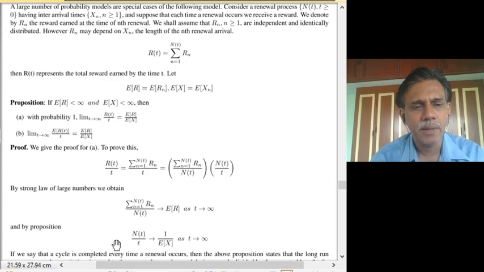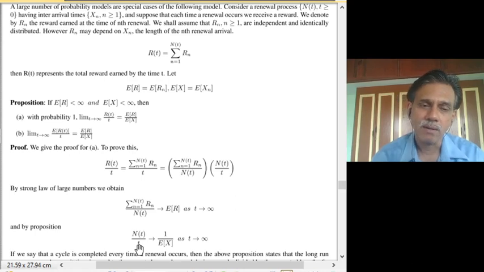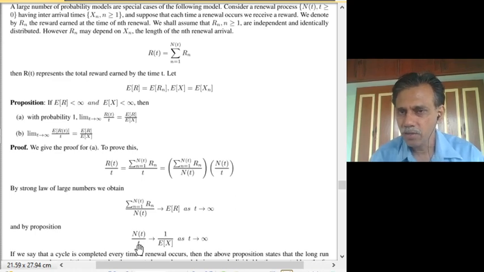Then again, look at, in the limit t tends to infinity, N of t by t. N of t is the number of renewals that take place, t is the duration. What is this? You look at the inverse of it. What is t by N of t? T is a long duration and N of t is the number of renewals that take place in that. So t by N of t is the average duration of a renewal cycle. So many renewals have occurred in this duration. If we divide t by N of t, you will get the expected duration between two renewals, that is the expected duration of renewal cycles.